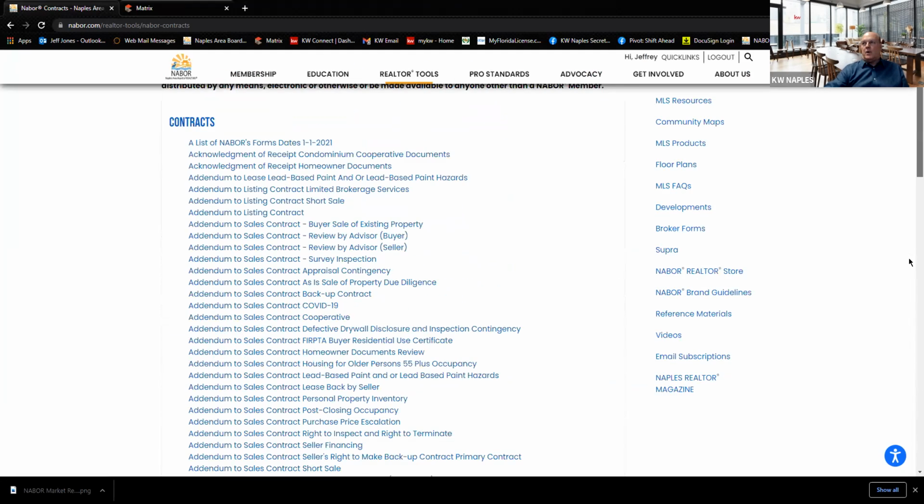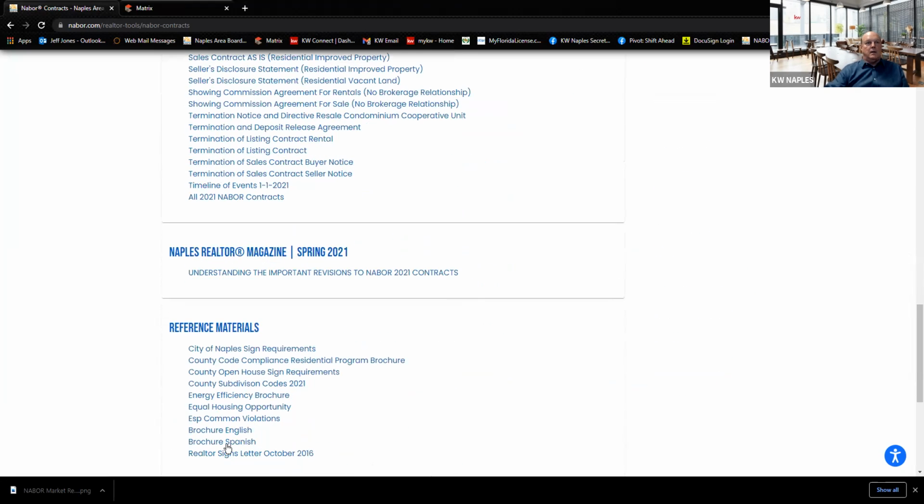And then there's some reference materials, the energy efficiency brochure, and most all of the brochures you need are there. There's my friend, the timeline of events, that I think is really a good one.